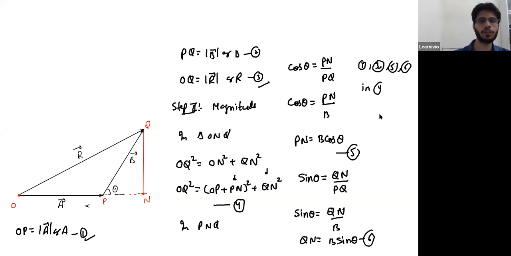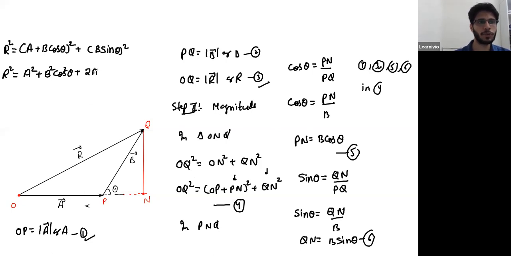So if I substitute all these values in this equation number 4, then you will get that R square is OP, which is A, plus PN, which is B cos theta, whole square, plus QN, which is B sine theta, whole square. So I got R square is A square plus B square cos square theta plus 2AB cos theta plus B square sine square theta.